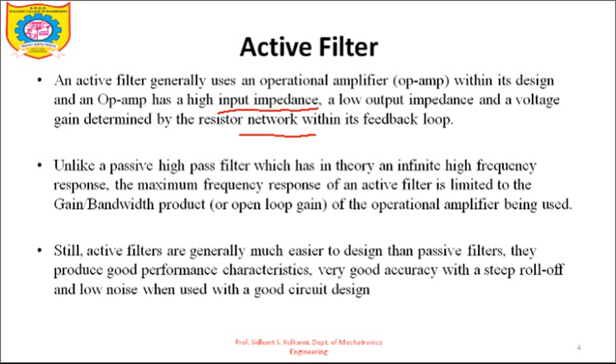If it is a feedback amplifier, then gain can be decided by the external resistances connected to it. Unlike a passive high pass filter, which in theory has an infinite high frequency response, the maximum frequency response of an active filter is limited to the gain bandwidth product, or open loop gain, of the operational amplifier. So gain bandwidth product is not infinite, it is defined by the open loop gain of the op amp. Still, active filters are generally much easier to design than passive filters. They produce good frequency response characteristics, very good accuracy with a steep roll off, and low noise when used in a good circuit design. So we'll talk about active filters.